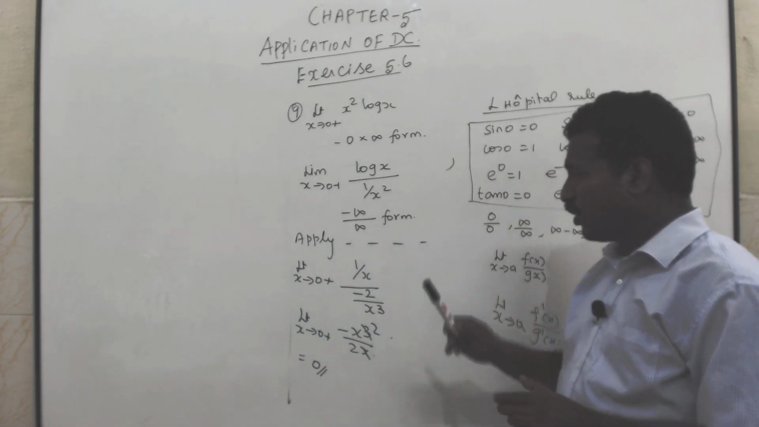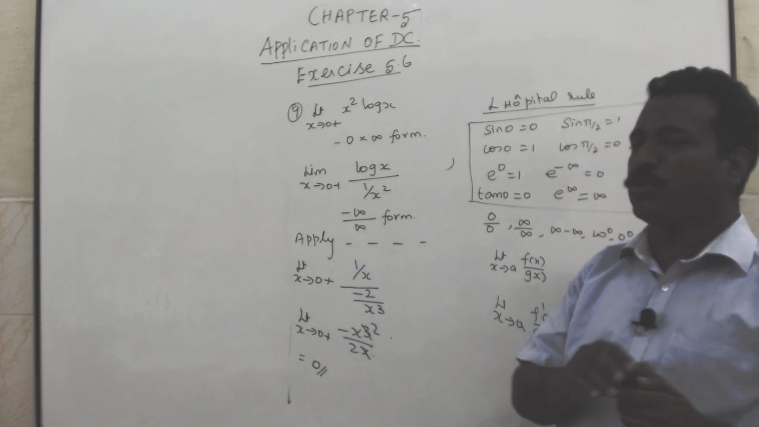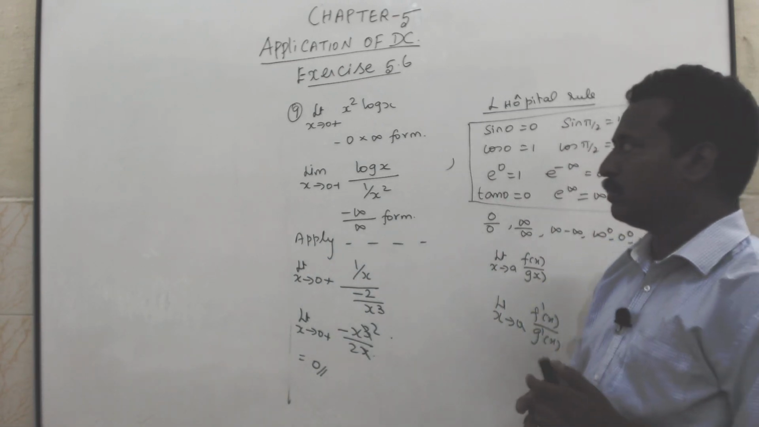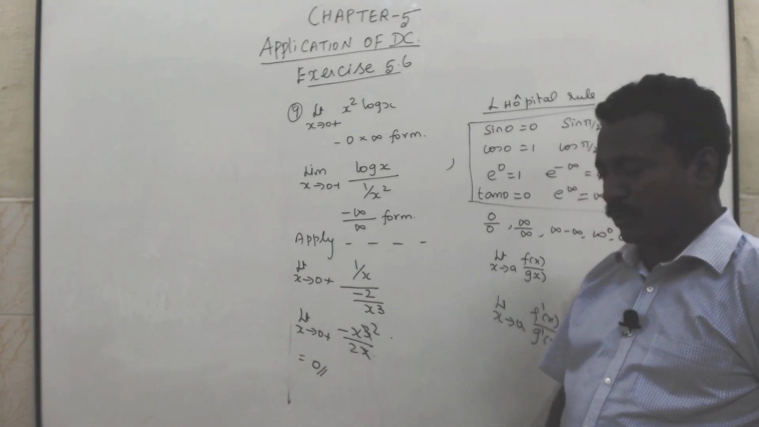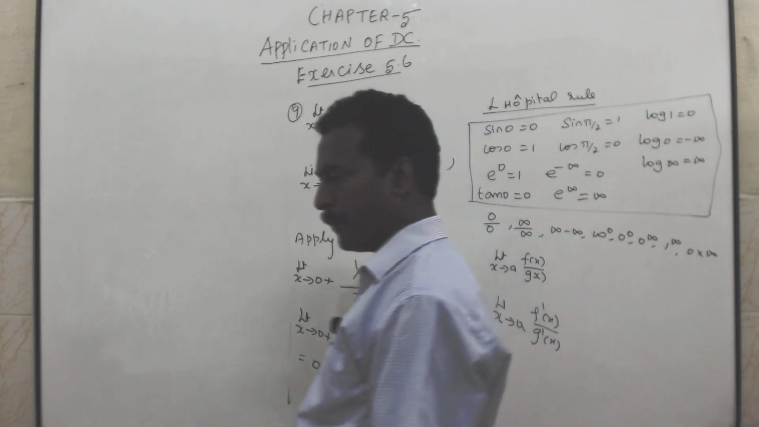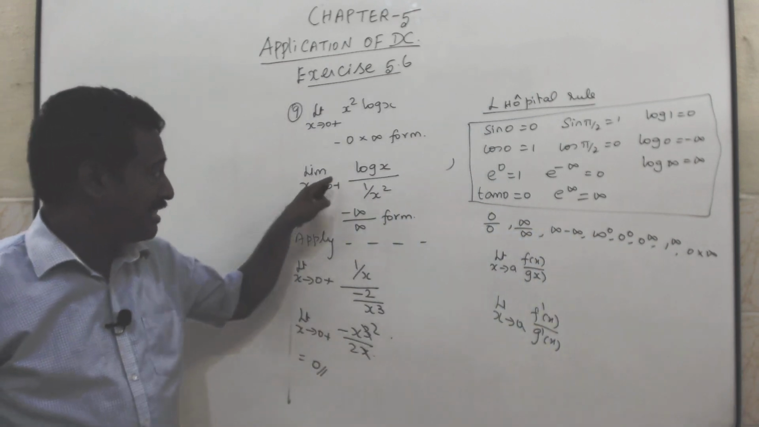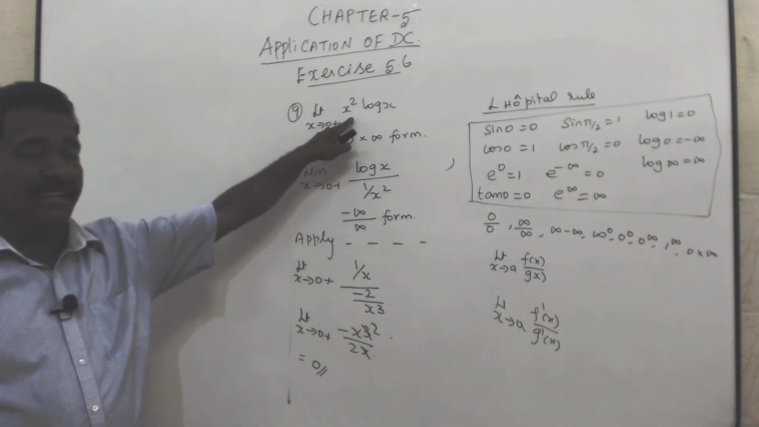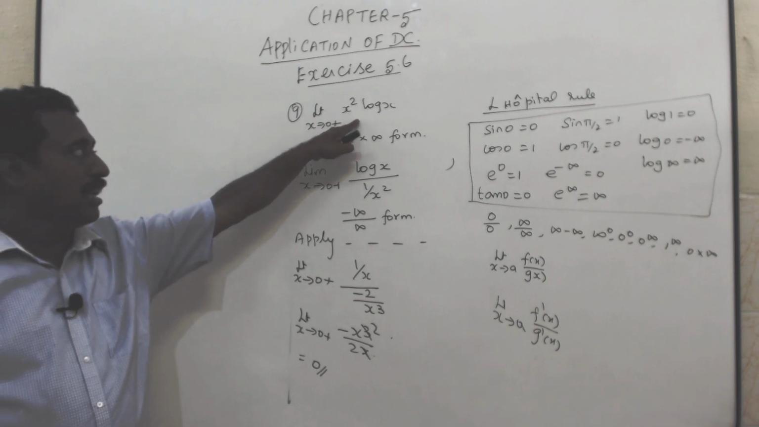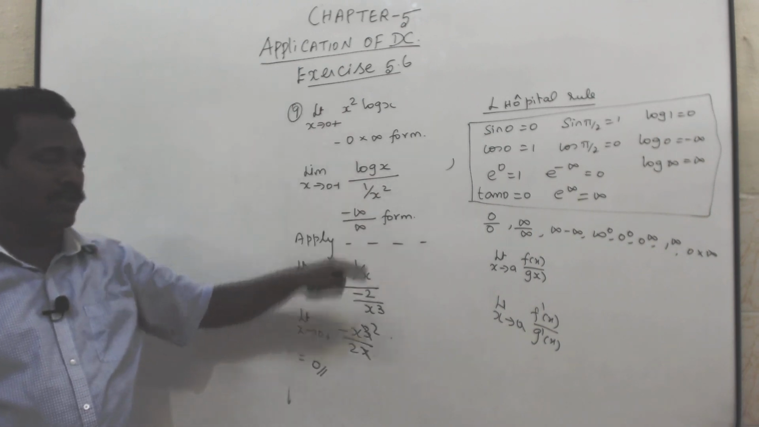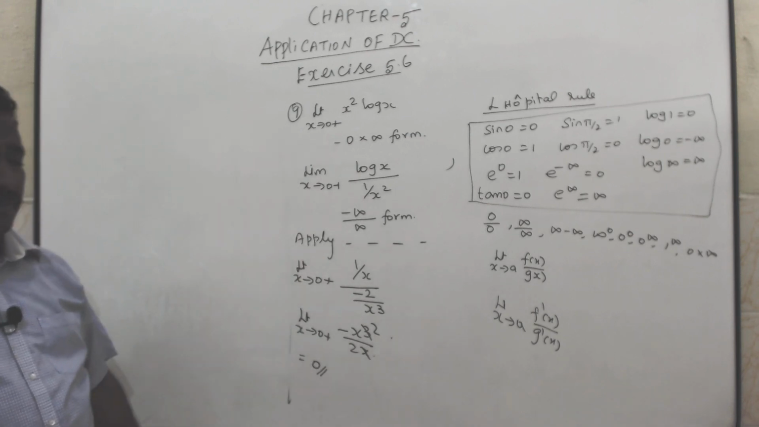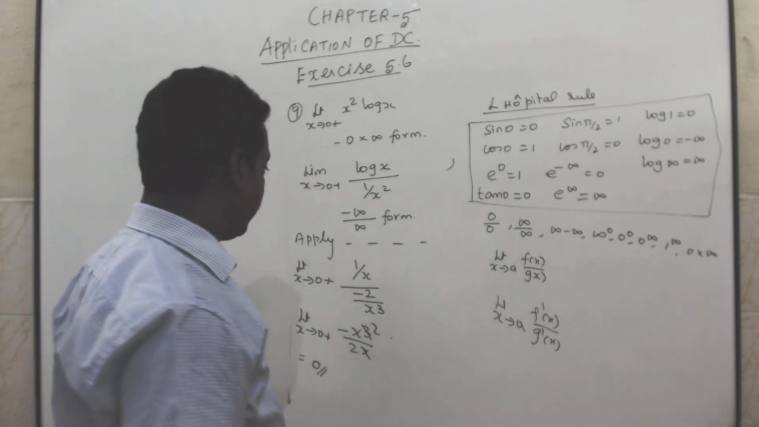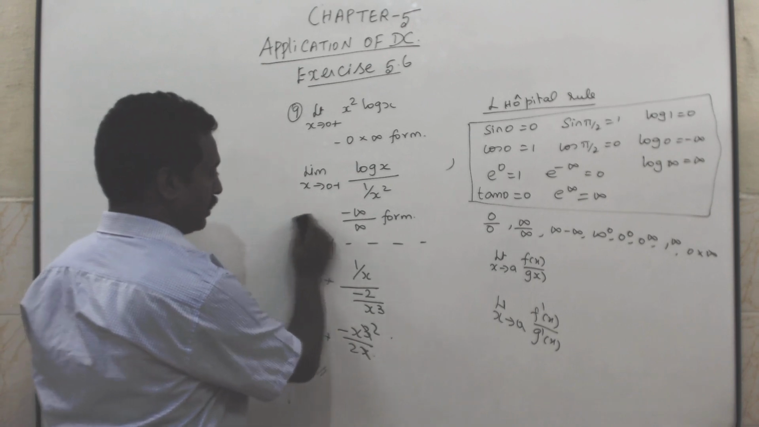Listen, 0 plus means approximately equal to 0, nearer to 0. That's why I put x equal to 0, 0 square by 2 equals 0. Is it clear? Here we changed it because it was not in the general form f of x by g of x. Now log x, and x square goes to the denominator as 1 by x square. Then once again substitute the limit, you will get minus infinity by infinity. Apply L'Hopital rule to get the result.